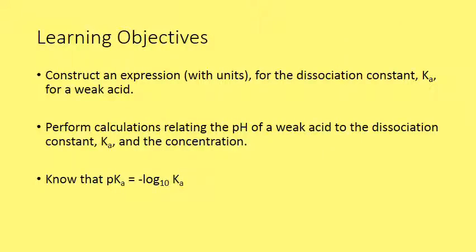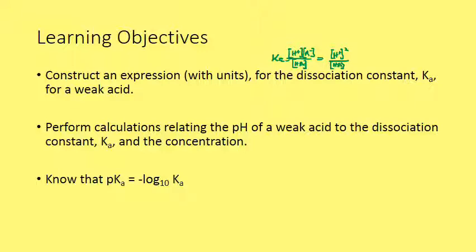So let's just check off that we've covered off our learning objectives. We were to construct an expression with units for the acid dissociation constant, and so you'll remember that that is concentration of H plus, let's call it A minus, over HA. And that can be simplified to H plus squared over HA. With HA, we're allowed to use the starting concentration because it's a weak, almost undissociated acid.